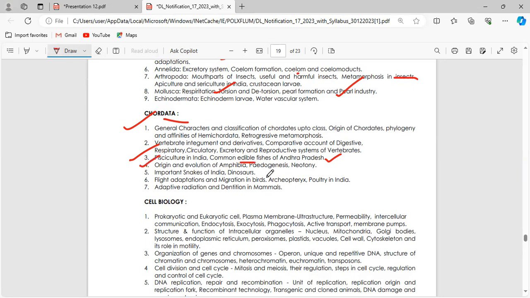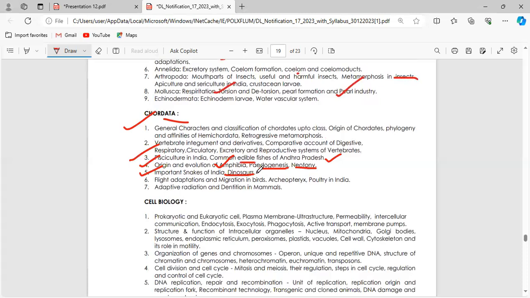In Amphibia, they have given pedogenesis and neoteny. The most important thing, you should know the difference between pedogenesis and neoteny, and you should also know that pedogenesis is the process which is followed by the organisms placed only under the Amphibia. Also, important snakes of India and dinosaurs. These are all factual information. You have to memorize the list of snakes, which are poisonous and non-poisonous. How we can differentiate whether it is a poisonous snake or a non-poisonous snake.